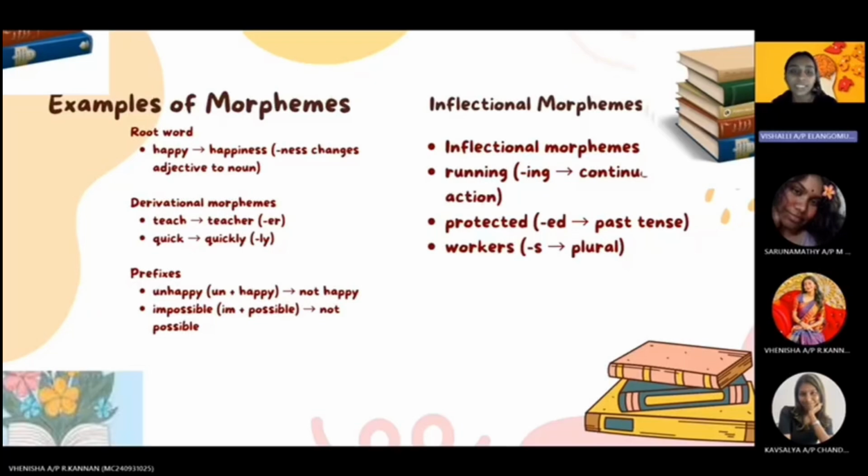Finally, we have the inflectional morphemes. These do not change the meaning, but they give grammatical information. For example, running shows continuous action, protected shows past tense and workers shows more than one person. So these examples help us understand how morphemes work in forming particular words. Next.